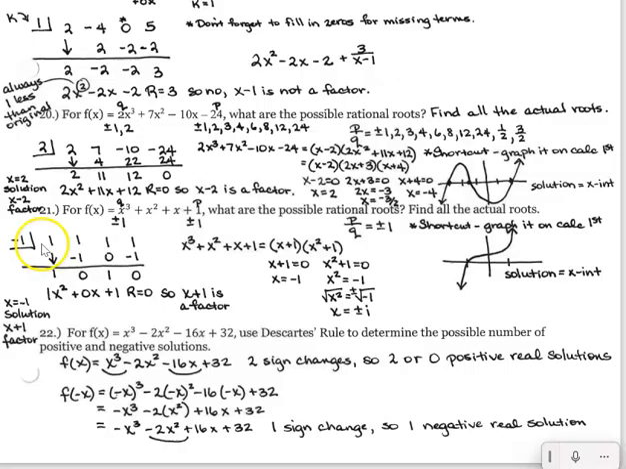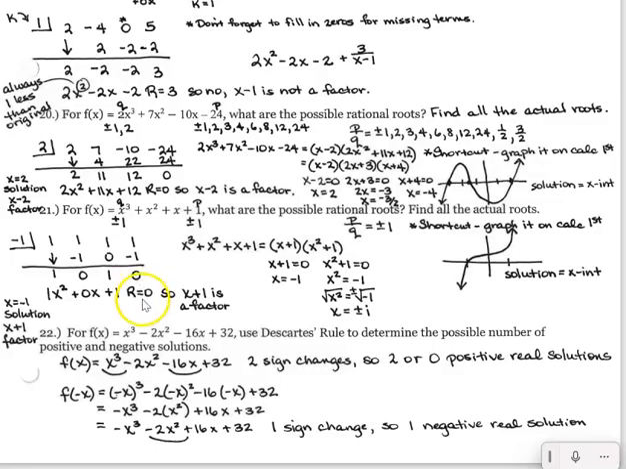All right, so again, we're going to pull our coefficients out, 1, 1, 1, and 1 across the top here. So bring the first one straight down, and then 1 times -1 is -1. Combine those to get 0. 0 times -1 is 0. Combine those to get 1. 1 times -1 is -1. Combine those to get 0.